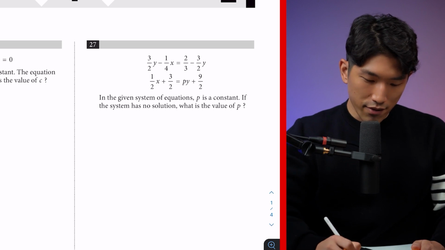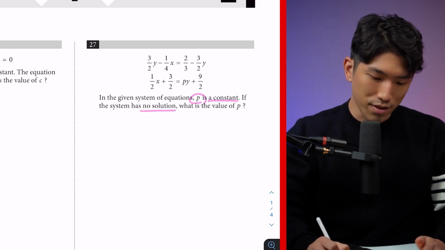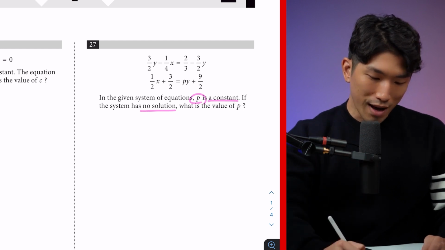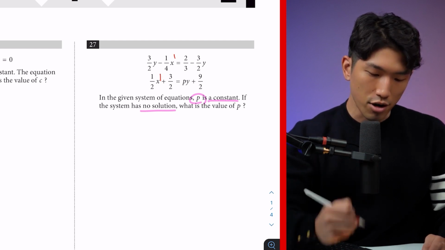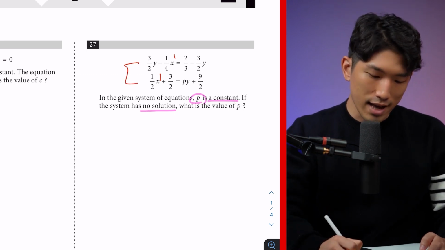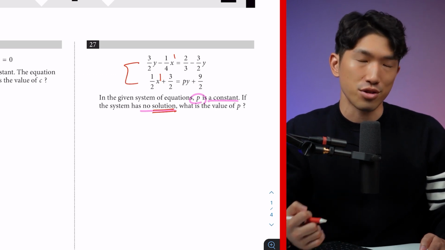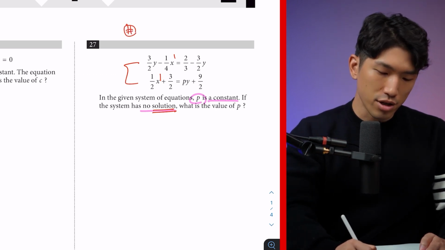The question says, in the given system of equations, p is a constant. If the system has no solution, what's the value of p? So in the system, we have 2 lines because all the x's are to the first power. And on the SAT, when you are given 2 lines and it's asking for the number of solutions, it's asking for the number of intersections. And how do we find the number of intersections for 2 lines?